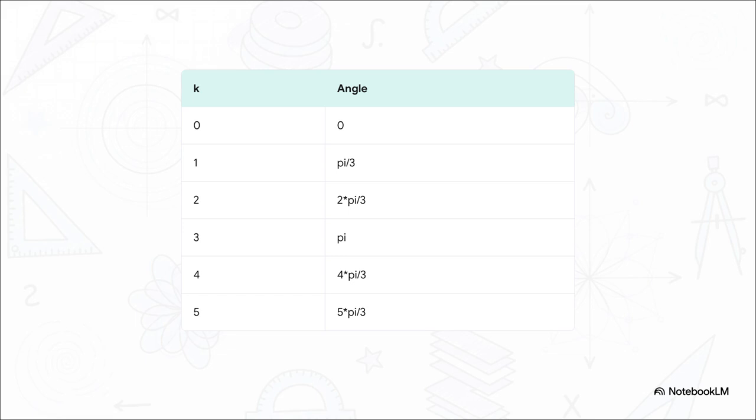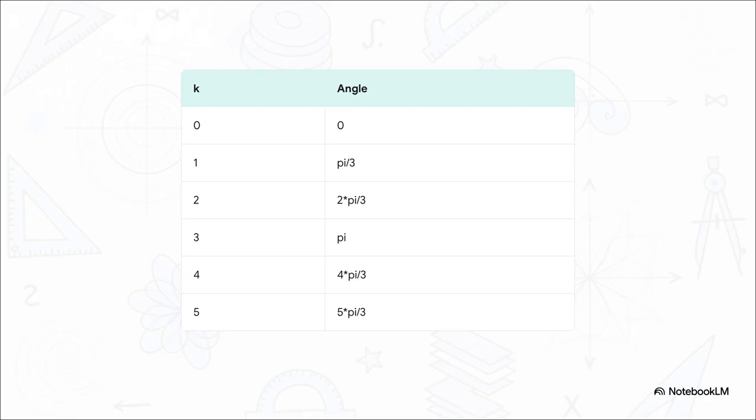Following our blueprint, the polar form of the number 1 is just a radius of 1 and an angle of 0. The 6th root of our radius 1 is, well, still just 1. Now for the angles. We take our original angle of 0, add 2 pi k, and divide by 6. That simplifies perfectly to just pi over 3 times k. Let's step through our k values.